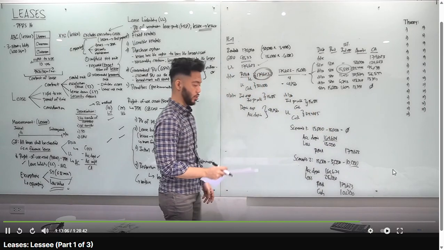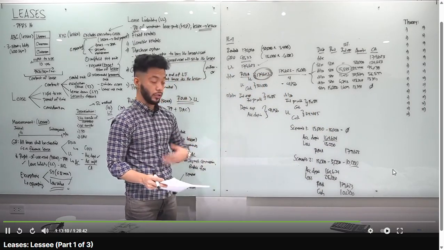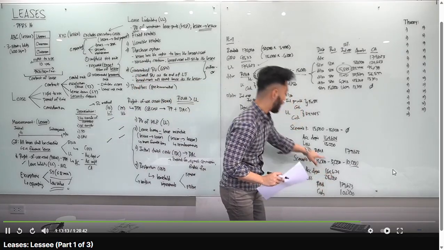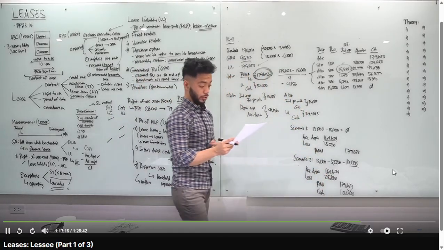Ayun, mas malaki yung loss natin sa scenario number 2 kasi, again, meron kang additional cash payment na 10,000. Dito wala kang cash payment sa scenario number 1. Got it? So let's go to scenario number 3.